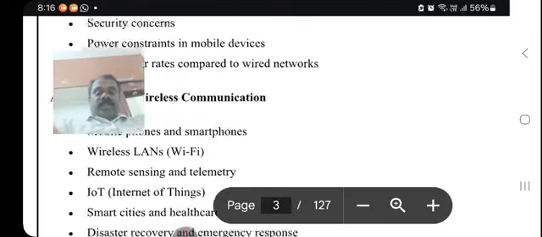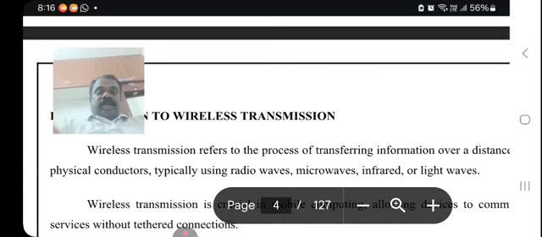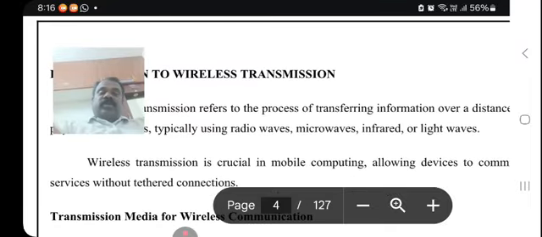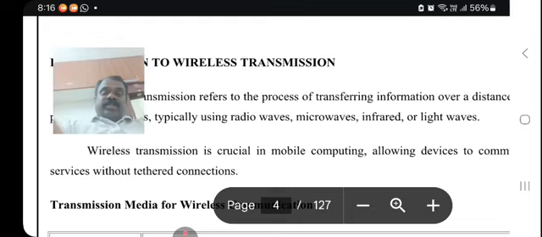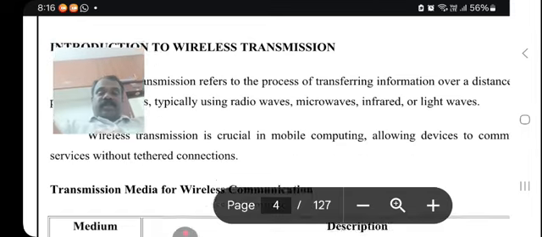These are some drawbacks of wireless communication. Okay, now we start with the introduction to wireless transmission. We already discussed that it works without cables or physical devices. We only transmit the data through radio waves, microwaves, infrared or light waves. The next topic is wireless transmission. Wireless transmission is crucial in mobile computing, allowing devices to communicate without a wired connection. That's the main thing.